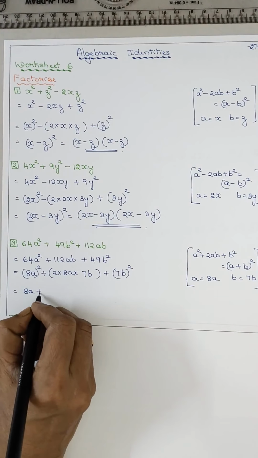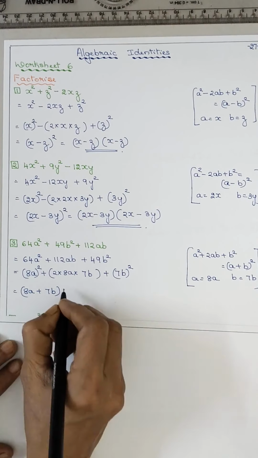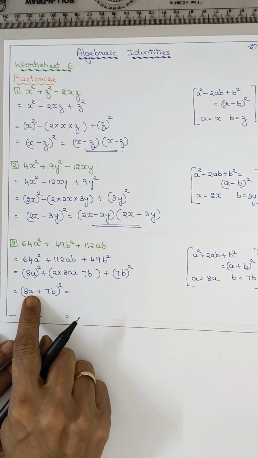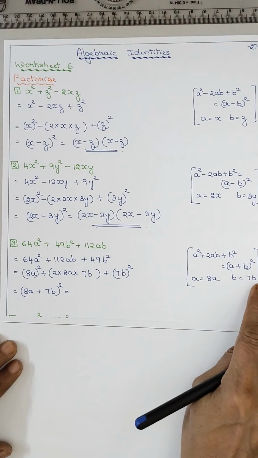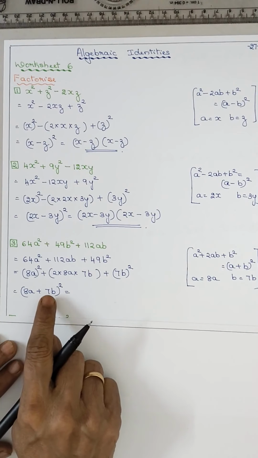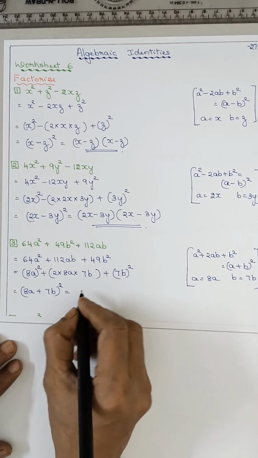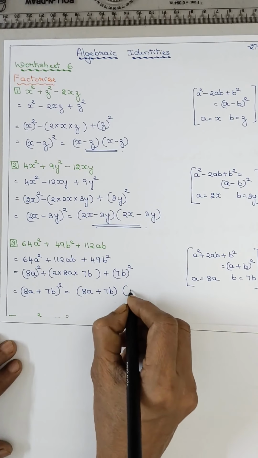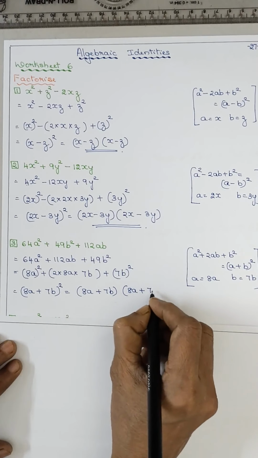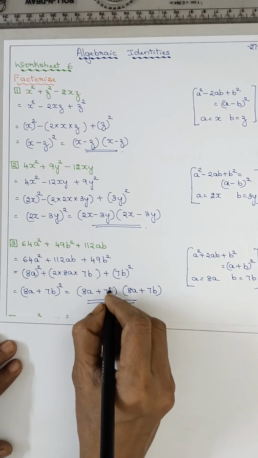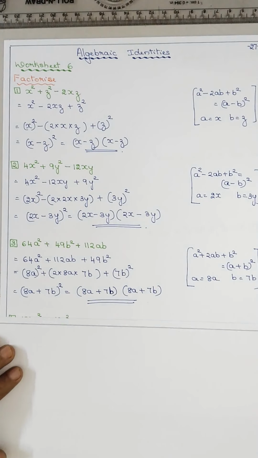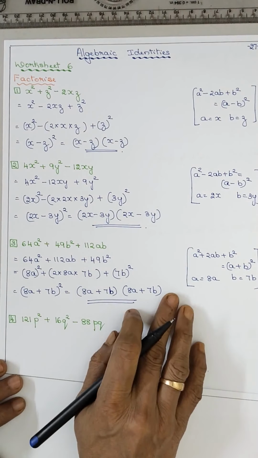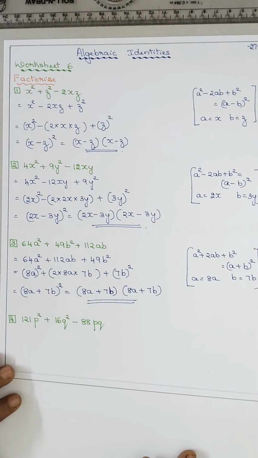a plus b the whole square. When you say a, you have to write 8a. When you say b, you have to write 7b. You have to be careful in this. Now write 2 times, a plus b into a plus b. Hope you are understanding. This is the first identity. These two are the second identity.